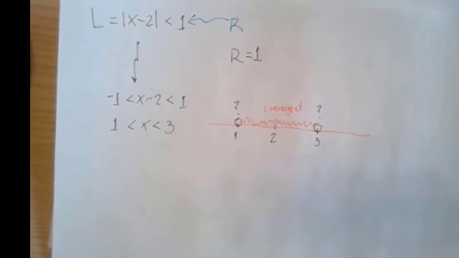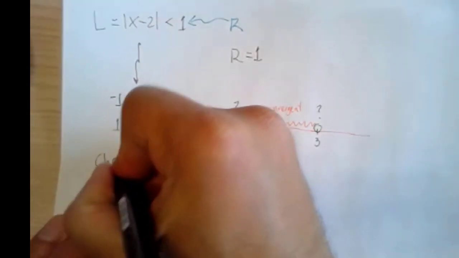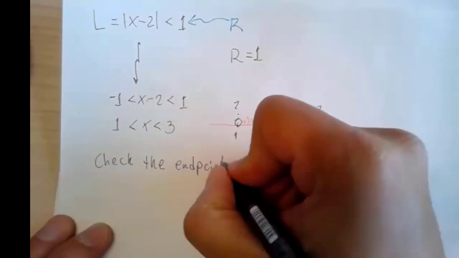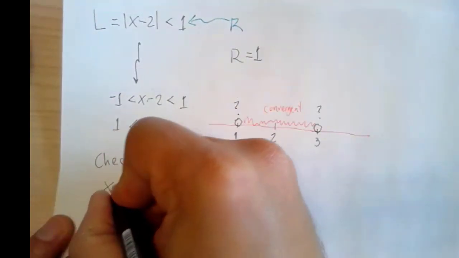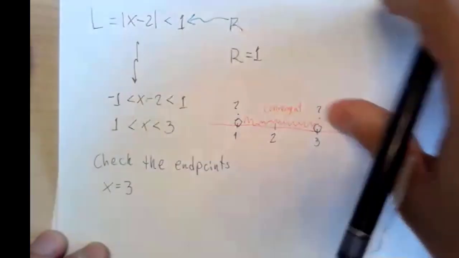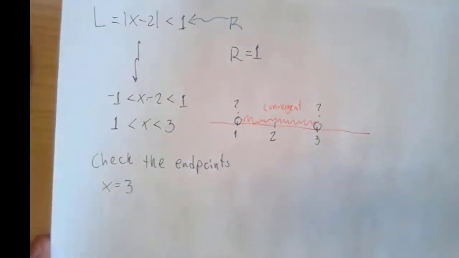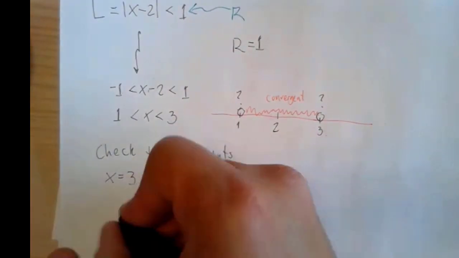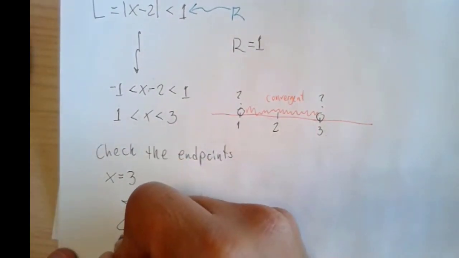We already figured out most of it. We only need to check the endpoints. So let's check the endpoints. Let's start with 3 this time. Doesn't matter which one you do first. You need to do both. So when x equals 3, when we plug it in the original power series, this is what we get.